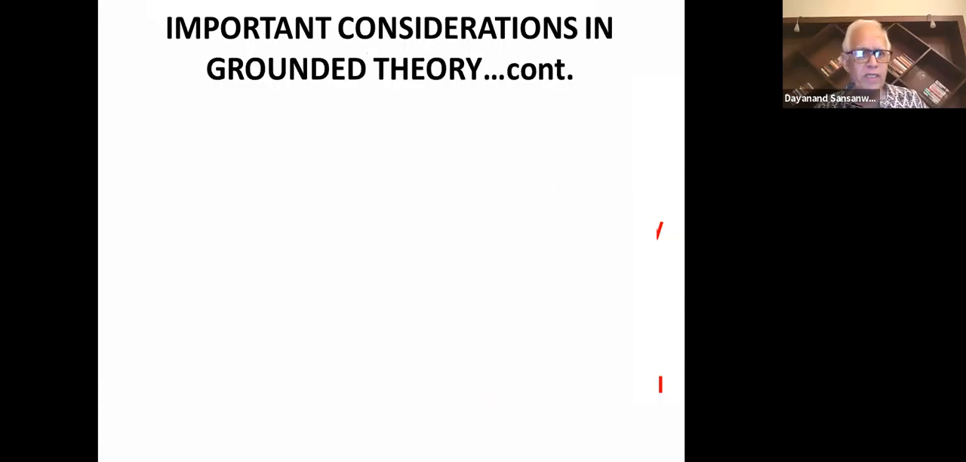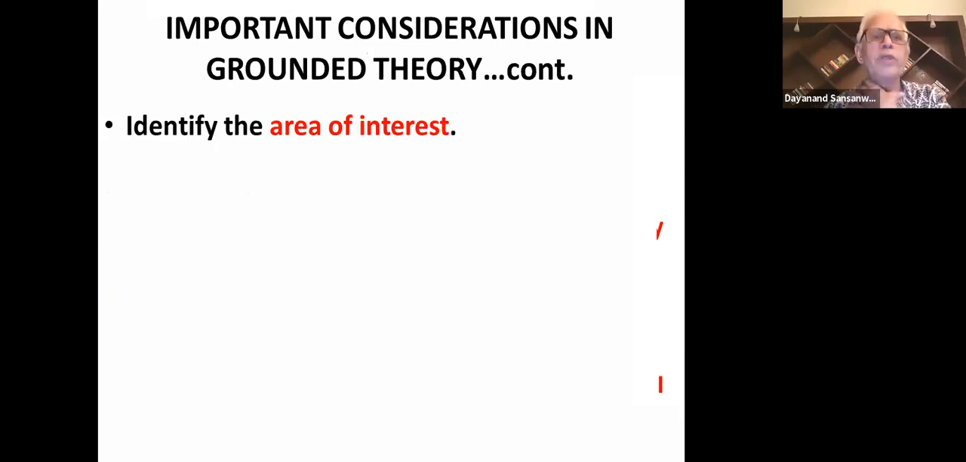Now, important considerations in grounded theory. One is you have to identify the area of interest. Whose interest? The researcher's. Interest means what? The objective. What the researcher is interested in, that's a very important thing.